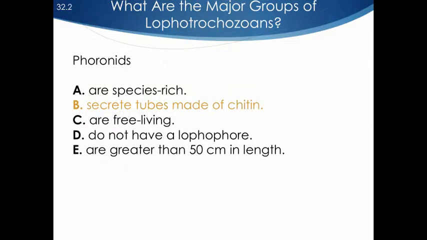Alright, so the answer is B. They secrete tubes made of chitin. They are not very species rich, they don't have that many species, and as we know they're sessile, so they cannot be free living. And they do have lophophores, so that's true. And they are not greater than 50 centimeters in length. They're actually smaller. Most of the organisms that are lophotrochozoans are pretty small. A lot of them, as we've seen, are smaller than even 1 centimeter.